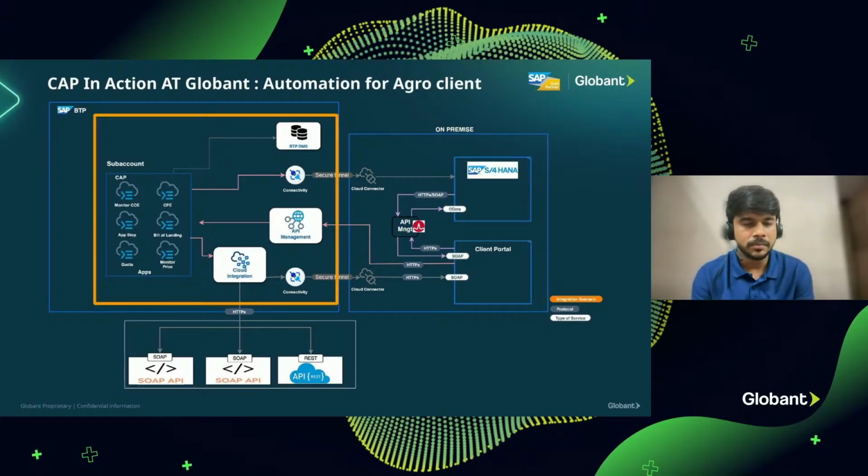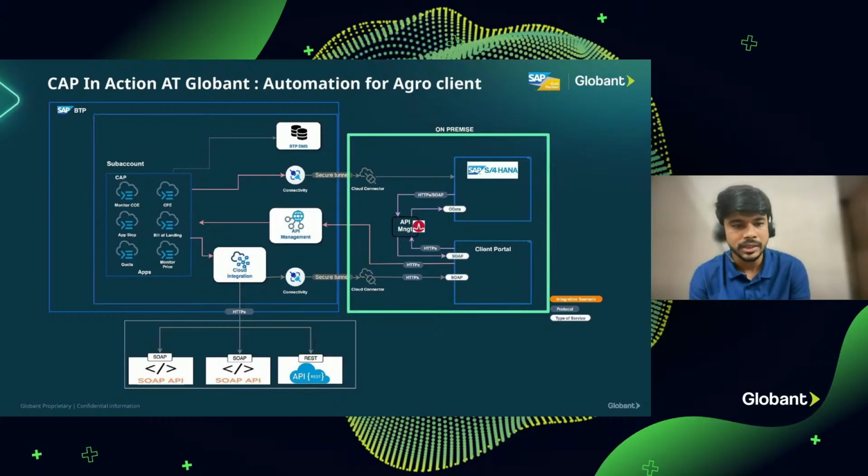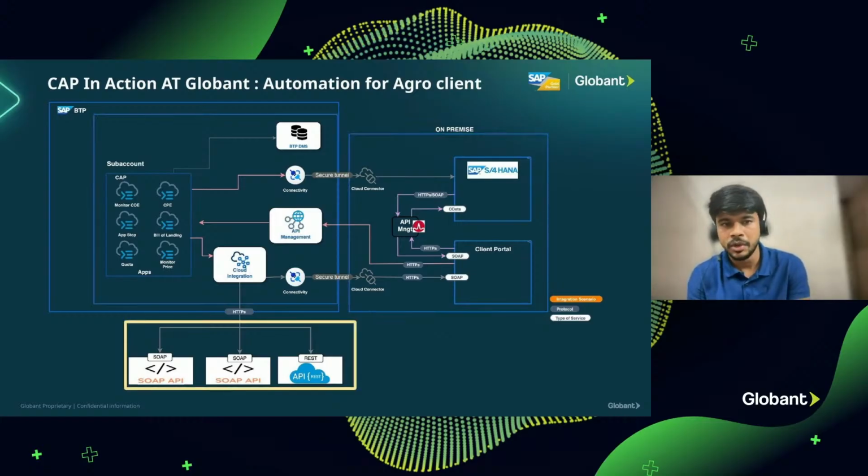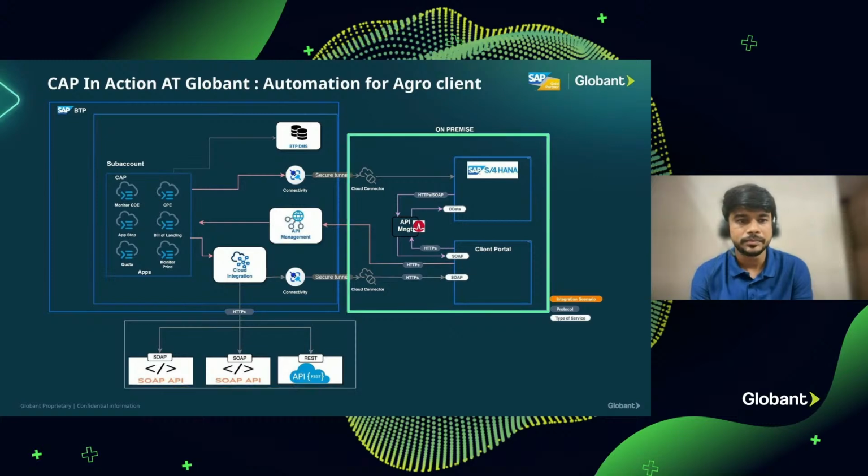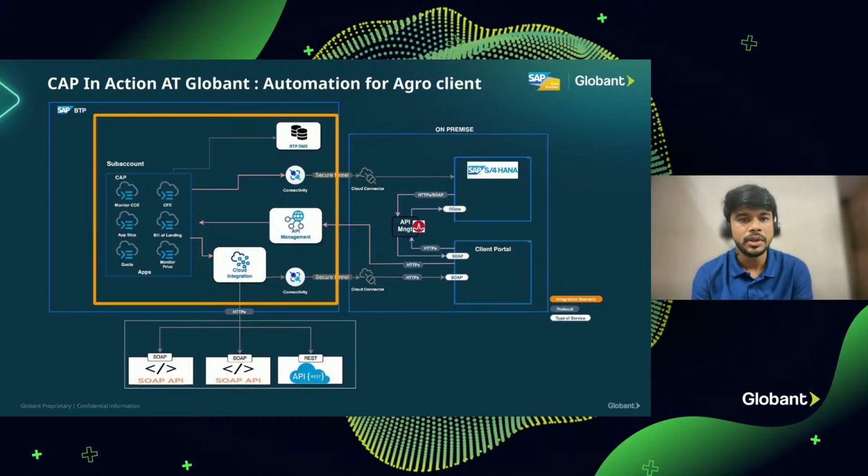The first one is SAP BTP, the second is on-premise, and the third and final is the API layer. I will explain each in detail. At the top, you see we have the global account. What the global account represents is the entry level of the enterprise in SAP BTP. Under the global account, we have three sub accounts. Each sub account is used for a different purpose: one is for development, one is for quality, and one is for production.